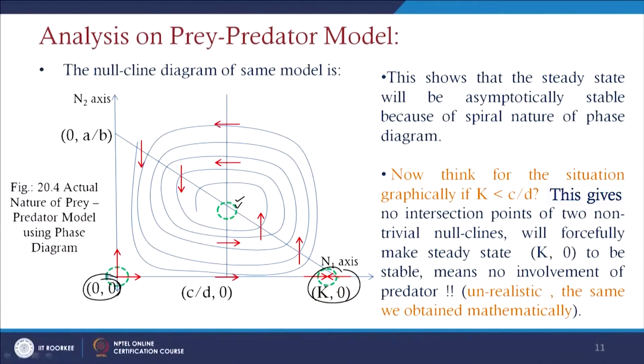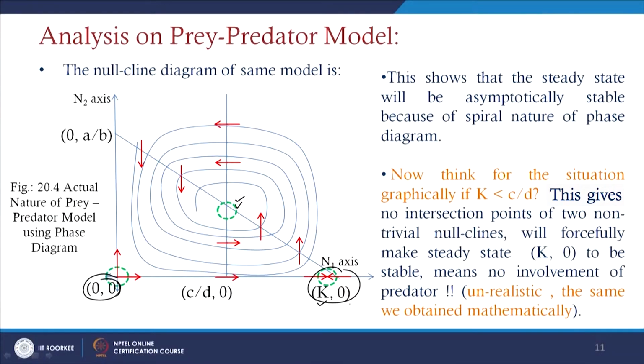If we consider k 0 as an unstable point, we can visualize that when there is a sufficient presence of prey and no predator, since c by d is less than k, the rate of decline of the predator population in the absence of prey is less compared to the presence of prey.